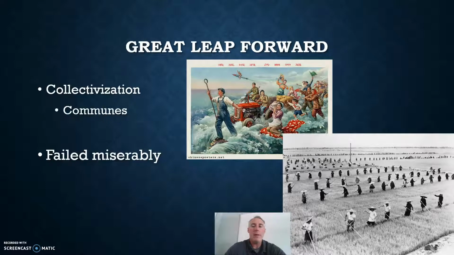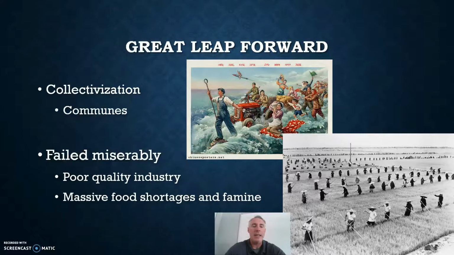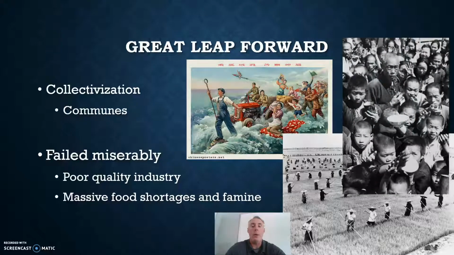And with the agriculture, there was a lack of incentive for farmers to do well. Again, very similar to what we saw in the Soviet Union. So poor quality industry, and then the poor farming output led to massive food shortages and one of the worst famines in the modern era. Millions and millions of people starved or died of disease due to malnutrition. So the Great Leap Forward, not a big success for Mao and the communists.